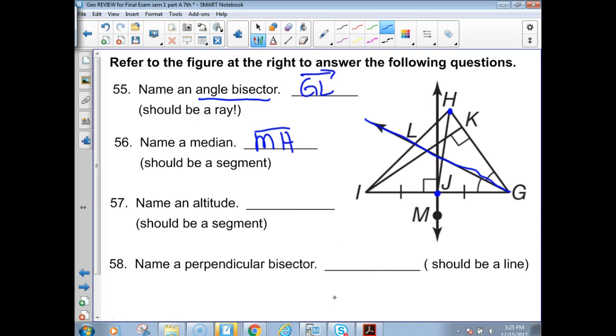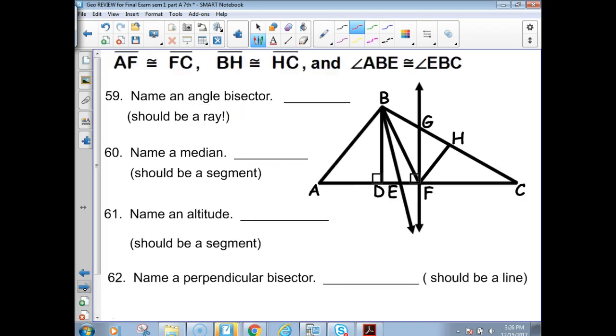Segment HM. An altitude is a tallness, and should be a segment. It's got a right angle and it doesn't cut the side in half. IK doesn't have to cut the side in half. And then the perpendicular bisector, you go for the other right angle, but it cuts the side in half and it's also a line. So that's going to be that big thing right there. We had to use two letters. We had the same picture the other day, JM. Okay, we'll do a few more of those.